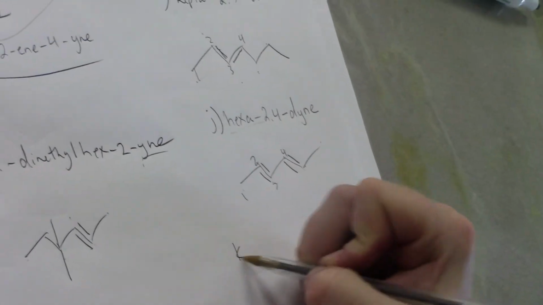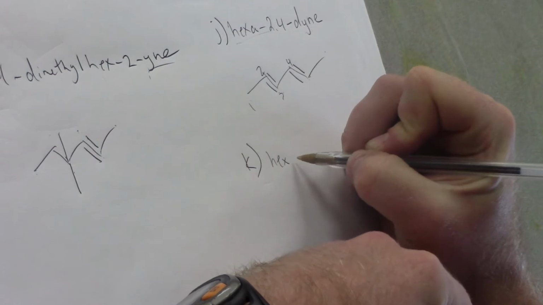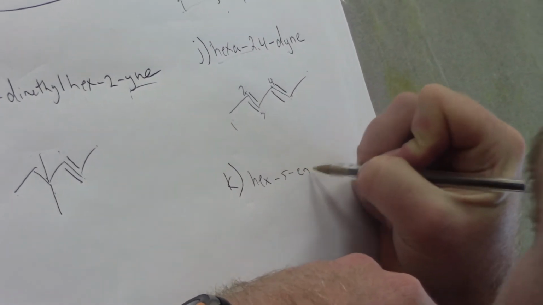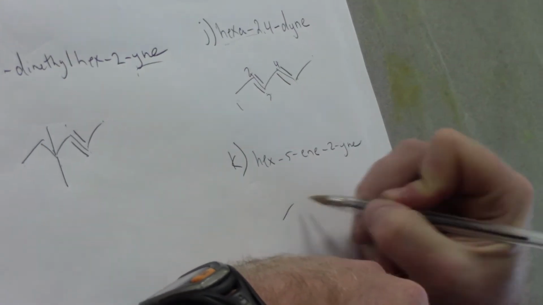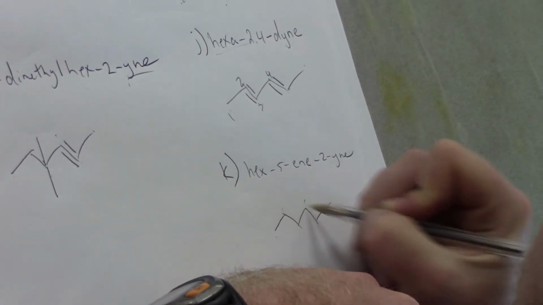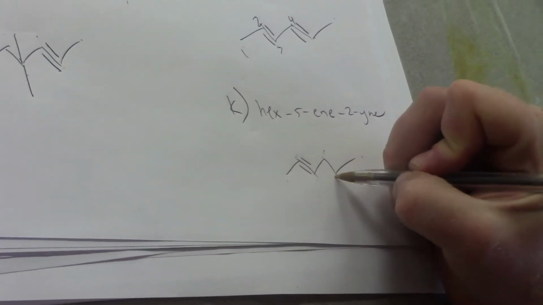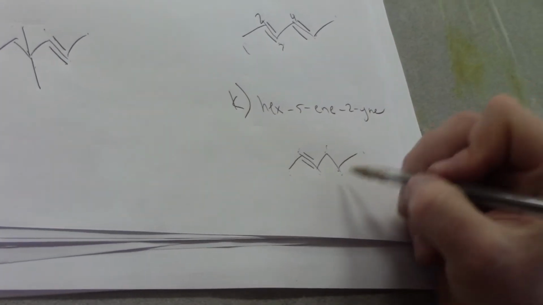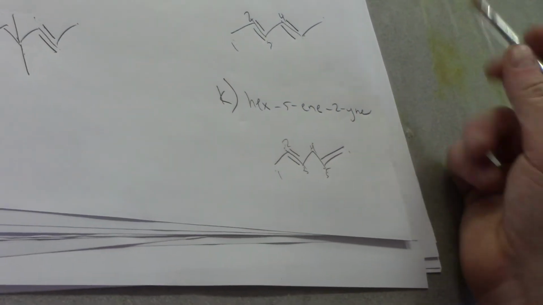And then let's look at K, which is hex-5-en-2-yne. Okay, so again, a hexane molecule, and I have a triple bond on carbon 2, and then a double bond on carbon 5, and that's what that would look like.